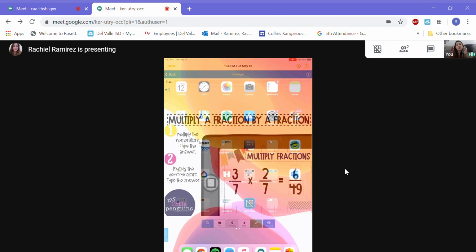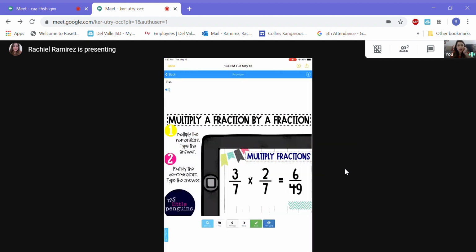The example. So once that updates, looking at the first card on the boom cards, it says step 1 to multiply the numerators and type in the answers, and number 2 says multiply the denominators and type in the answers. So that's all you have to do for multiplying fractions, is just multiplying across. I say that pretty often. Multiplying numerator times numerator, denominator times denominator. So let's look at the first one.